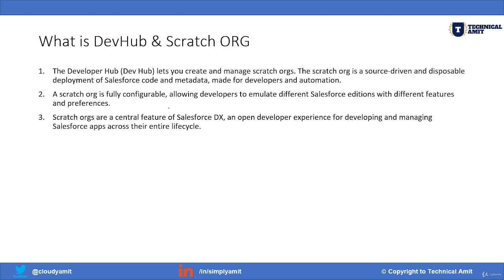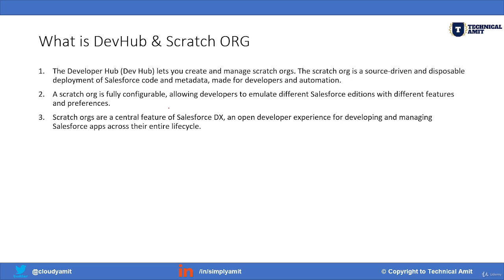So DevHub, you can enable either inside your free developer edition org or your production org, where Developer Hub lets you create and manage a scratch org. So what are scratch orgs? Scratch orgs are source-driven, disposable environments which you can use, and those will expire after a maximum of 30 days or whatever number of days that you have given.